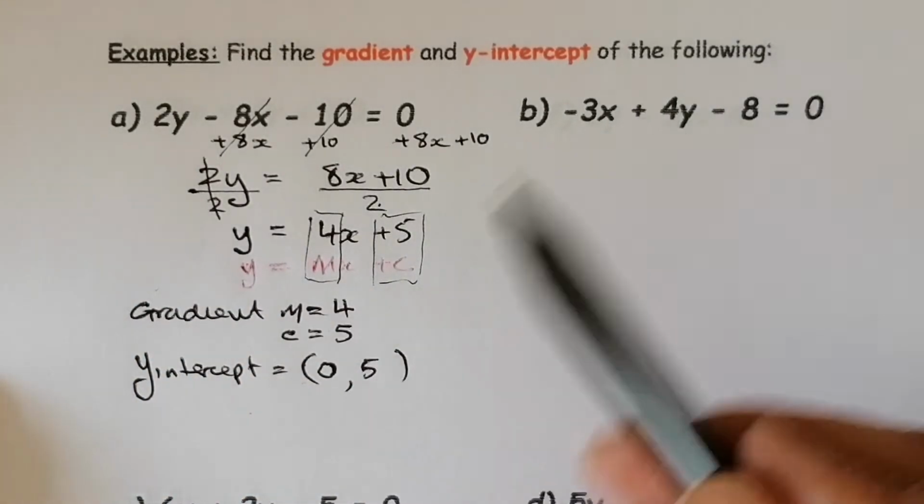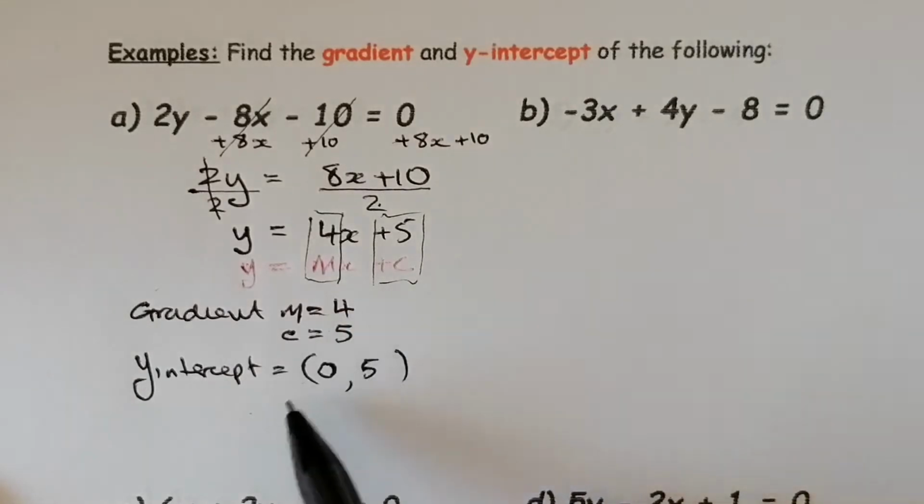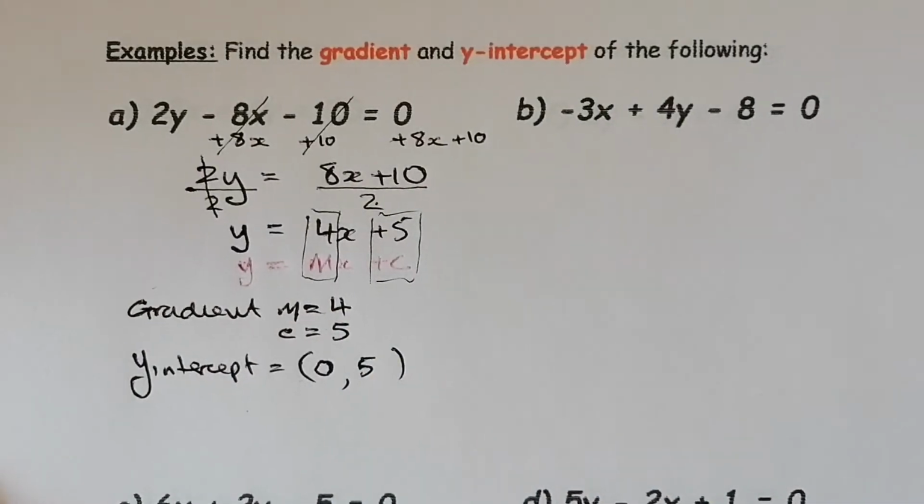So that's the question complete. I've got my gradient and I've got my y-intercept. So what we'll be doing is just writing down m is equal to, c is equal to, and then I'll be writing down the coordinates. So that's what I'm looking for here.